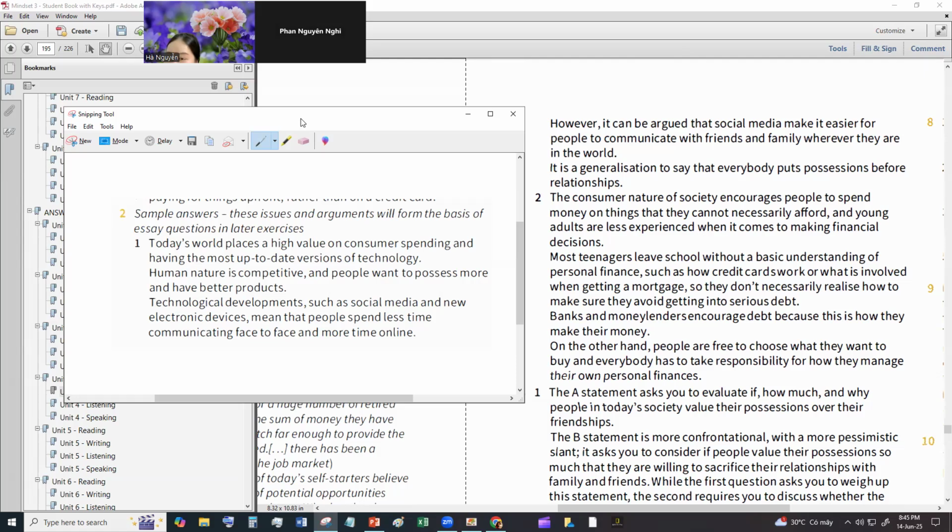The consumer nature of society encourages people to spend money on things that they cannot necessarily afford, and young adults are less experienced when it comes to making financial decisions. Most teenagers leave school without a basic understanding of personal finance, such as how credit cards work or what is involved when getting a mortgage. So they don't necessarily realize how to make sure they avoid getting into serious debt. Banks and money lenders encourage debt, because this is how they make their money.